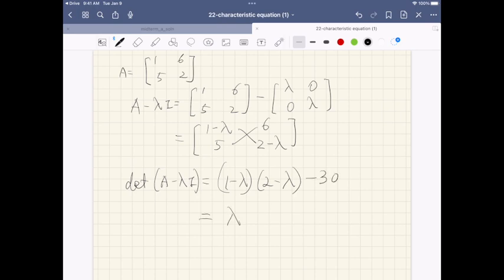That gives me lambda squared minus 3 lambda minus 28. And the equation has to be left hand side equals right hand side, so it equals 0. This is my characteristic equation.